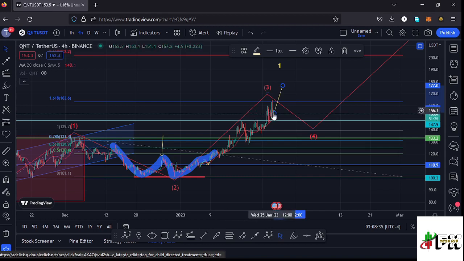but that can only happen in case we see a retest of that key area of support at around the 147.9, and then see an increase in the buying momentum and continue pushing higher, manage to break above the fib level 1.618 and continue showing a lot of strength to push even higher.